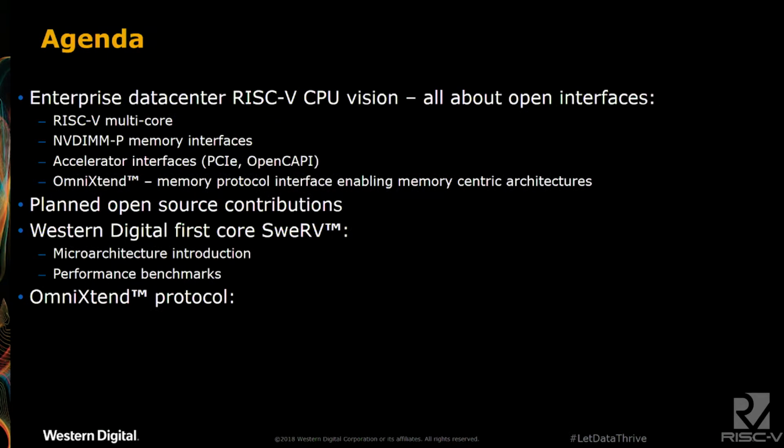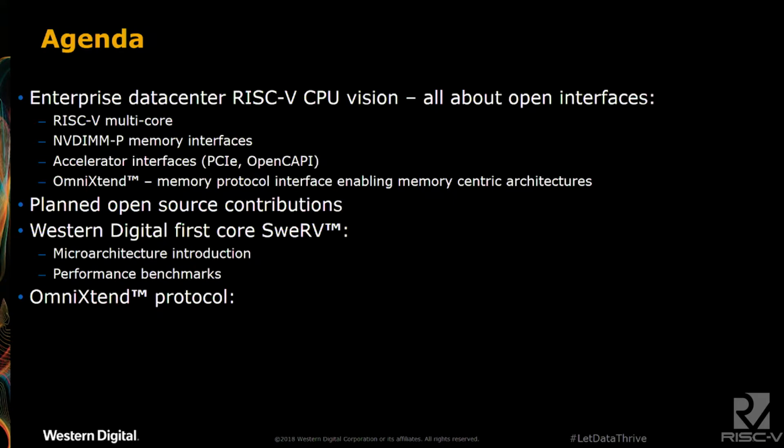Agenda. We'll start by explaining the enterprise data center vision, which is all about open interfaces. In particular, what kind of RISC-V cores we would like to see in the future, which is the direction that we are moving into. What kind of memory interfaces and accelerator interfaces we would like, and what kind of cache coherence interface we would like to see. And then we'll describe more details in this presentation.